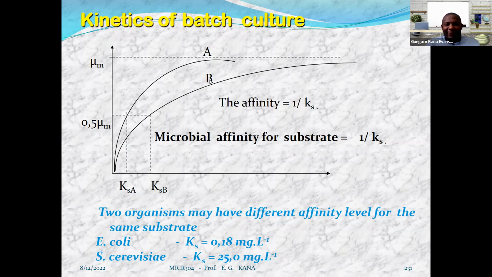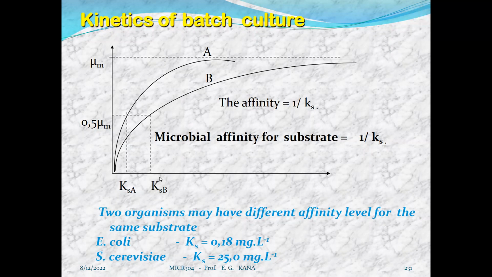B is for S. cerevisiae. And the affinity is not, if you have KSB here, it is rather the reciprocal, 1 over the value. Which one has higher affinity?